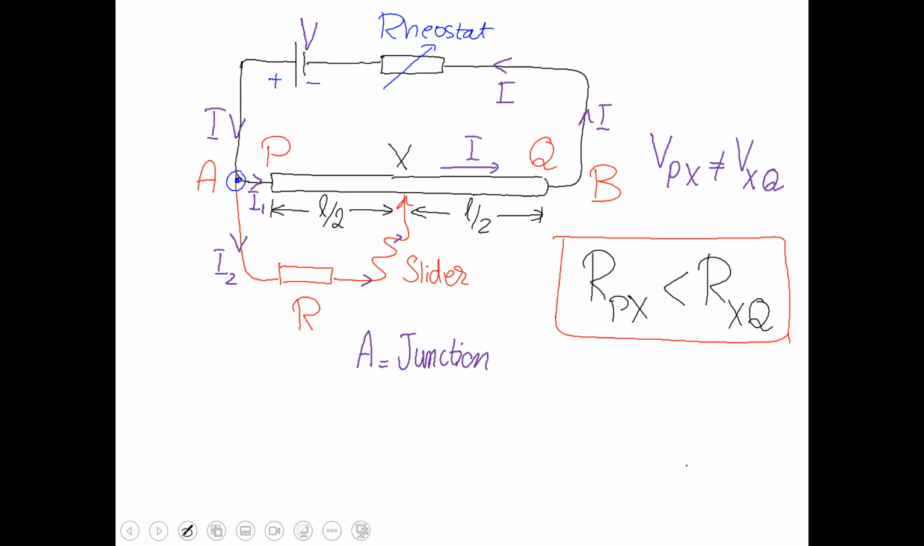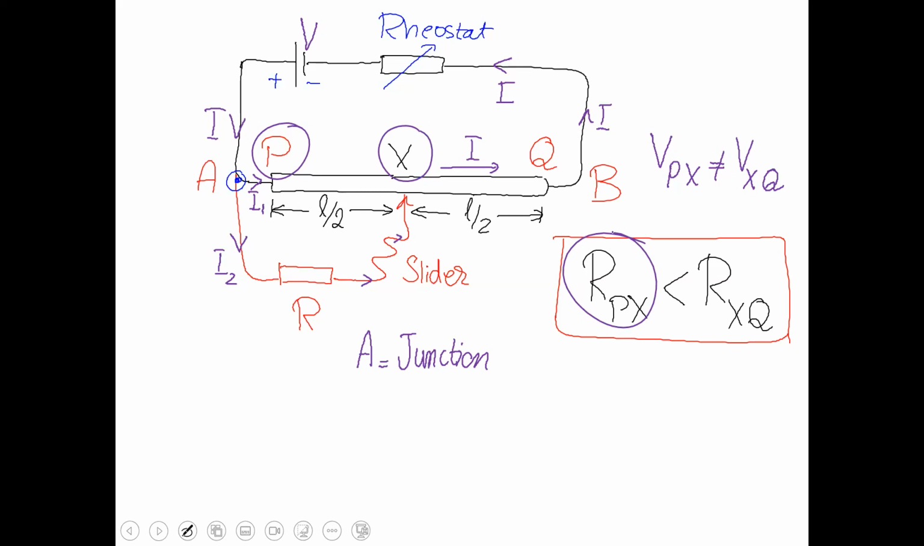So look at this point, RPX. This is our position P, this is position X. RPX is less than RXQ. The resistance drops there. So whenever you make a slider connection, resistance decreases in the loop.